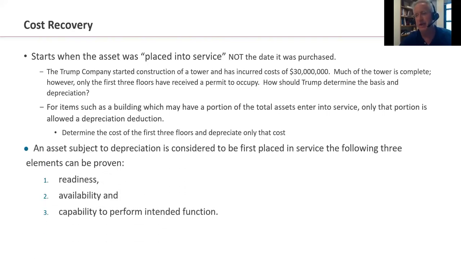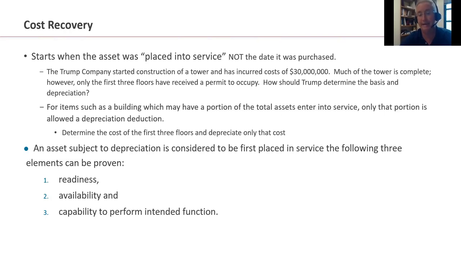And one method you could do is take the total number of floors of the building. Maybe it's 30. If I've done three of them, then I'd take $3 million and start depreciating. Now, in theory, your system would have to be a little tighter than that to get by the IRS, but that's the idea.